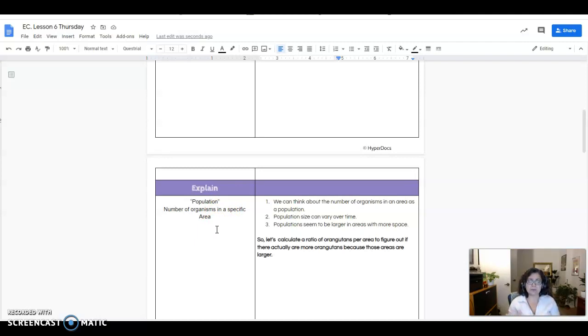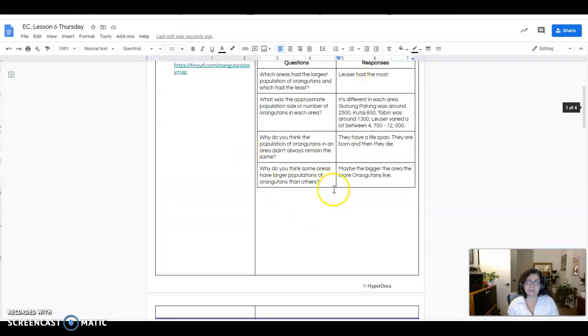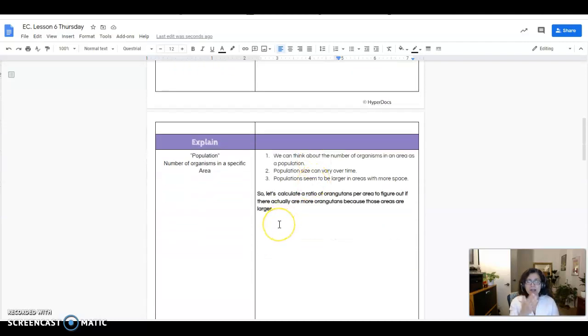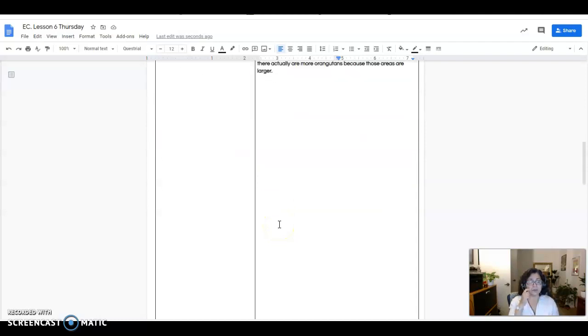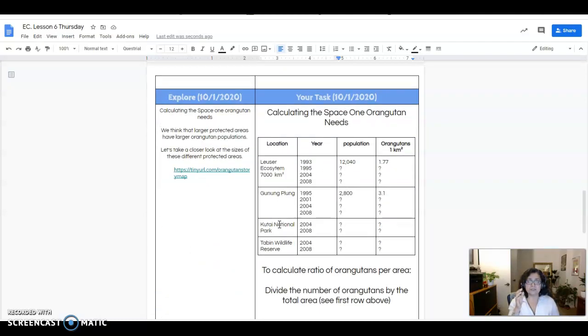So we can think about the number of organisms in an area as a population, and also population can vary over time. One year it could be a lot, next year it could be a little less. The year after that could be kind of medium. So population changes, okay? And the third thing that hopefully we realized with this explore activity is populations seem to be larger in areas with more space. That's what we gathered based on our explore, okay? So now we want to calculate the space one orangutan needs, and that's going to be in the next video.